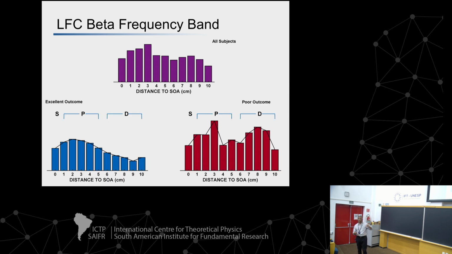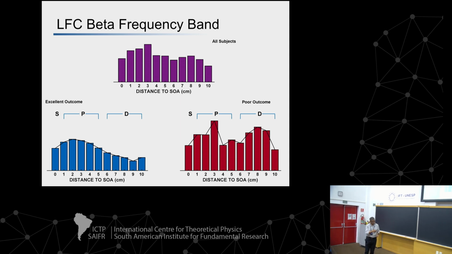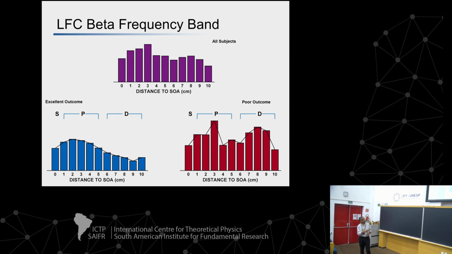And then remember, roughly half the patients had good outcome and roughly half had poor outcome. The excellent outcome group, and this is all looking in a certain frequency band, has this sort of profile with respect to distance. And the poor outcome group has a more complicated profile. I marked S as the seizure onset area, P as periseizure, D as distant, periseizure onset being 1 to 4 centimeters away. So this profile is interesting. This is an increase, then a decrease, while this one shows a more complex pattern.